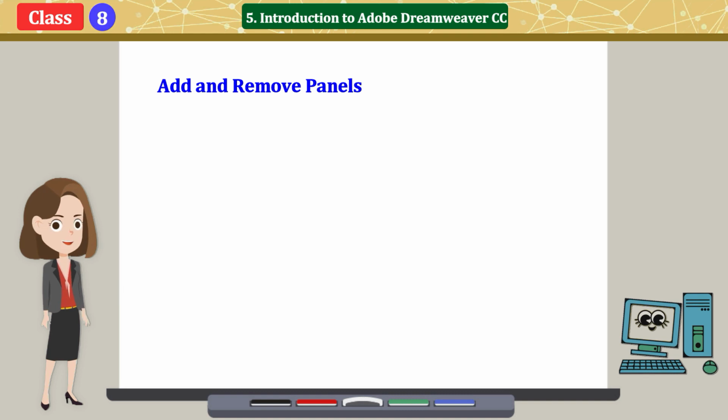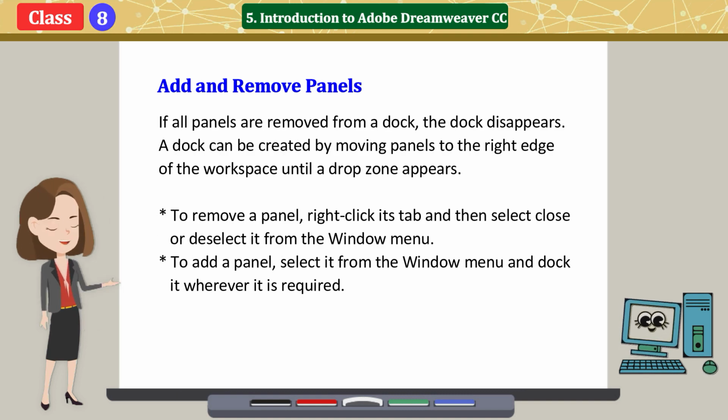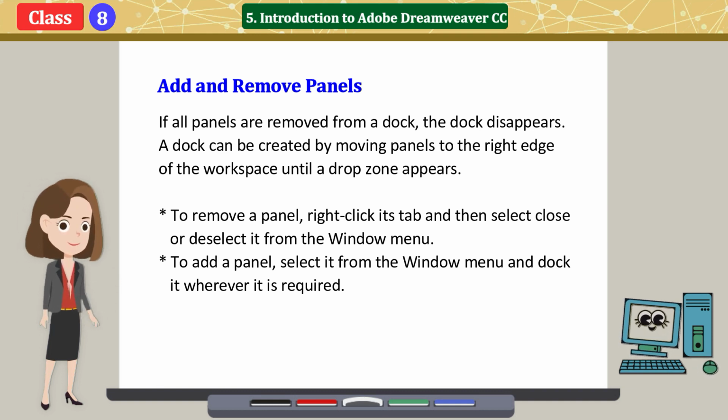Add and remove panels. If all panels are removed from a dock, the dock disappears. A dock can be created by moving panels to the right edge of the workspace until a drop zone appears. To remove a panel, right-click its tab and then select Close or deselect it from the Window menu. To add a panel, select it from the Window menu and dock it wherever it is required.